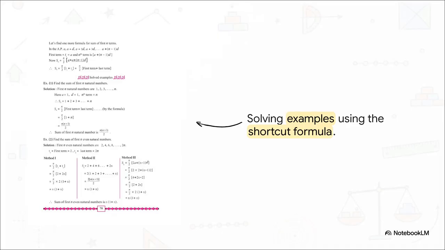Look at example 1, finding the sum of the first n natural numbers. The first term is 1, and the last term is simply n. Plug those into our shortcut, and you instantly get n times (n plus 1), all divided by 2. No heavy calculations, just pure logical substitution.